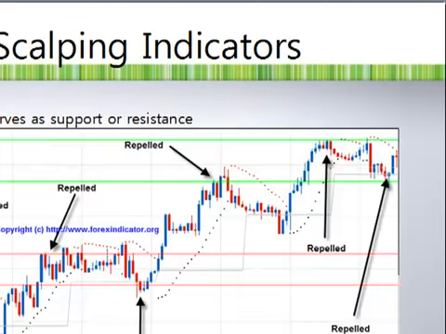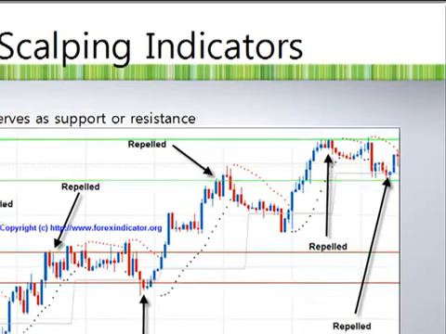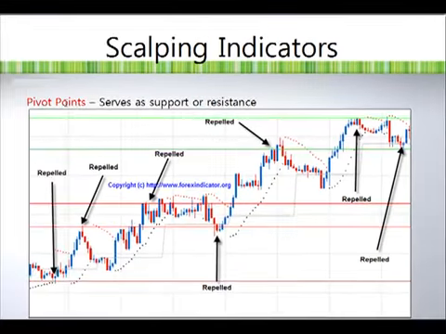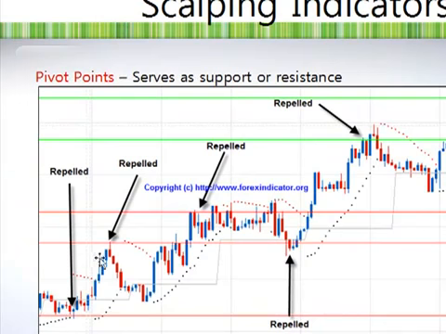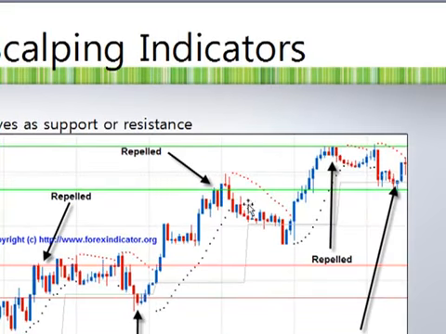The next indicator that we're talking about is the pivot points. Be it the daily pivots, weekly pivots, or monthly pivots, they all serve as strong support and resistance. Take a look at this picture below. You can see that the price hit the pivot point, got repelled by it, hit the pivot point, got repelled by it, hit and repel. You can see it held, it hit here, got repelled, hit, repel. You can see how strong this pivot point is.